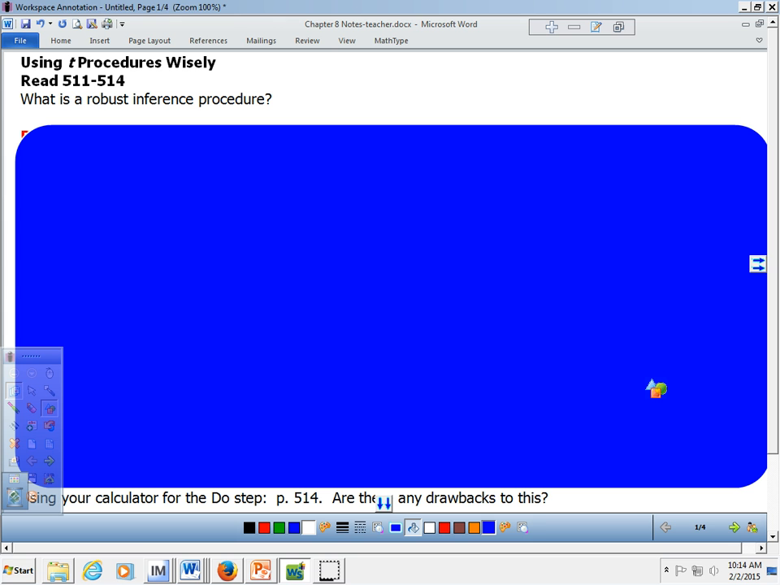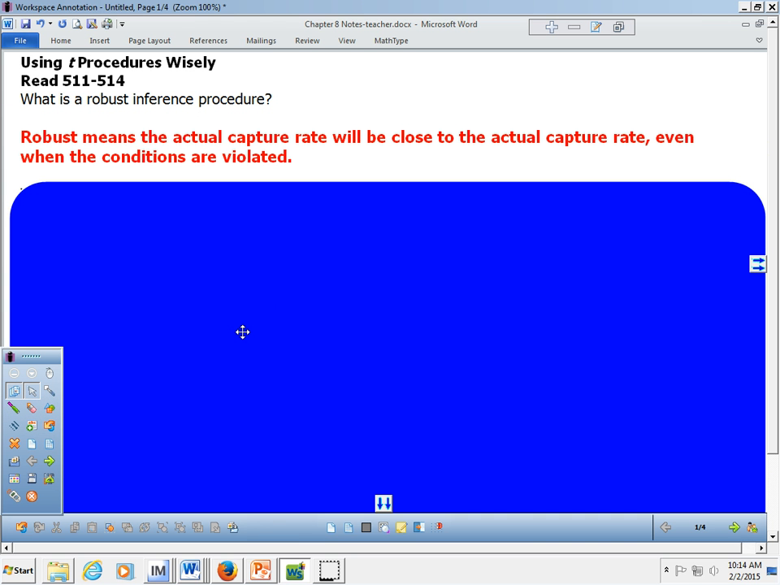Another difference about a one sample T interval to estimate a population mean is that these procedures are what are called robust. It's a robust inference procedure. What does that mean exactly? Robust means the actual capture rate will be close to the stated capture rate even when the conditions are violated.